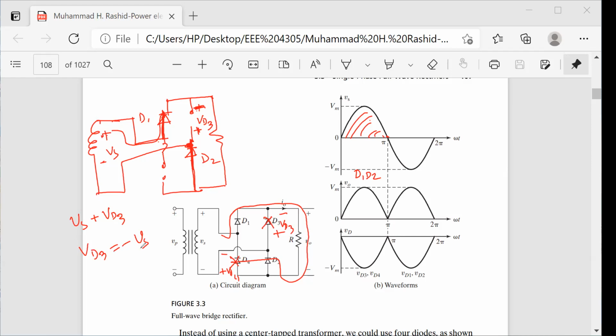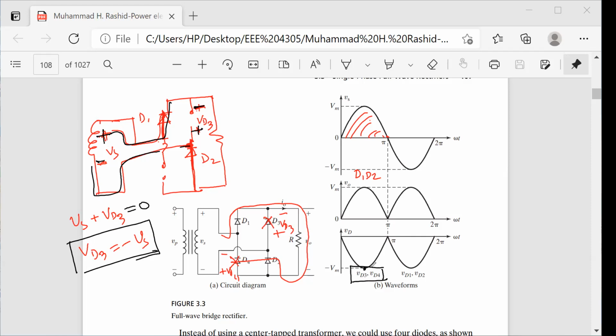You apply the Kirchhoff voltage law. Don't get confused. Negative positive, negative positive, then go, then negative positive, and you are coming back here. So you have already completed the equation, and it is VD3 is equal to minus VS. Look here, VD3 and VD4.